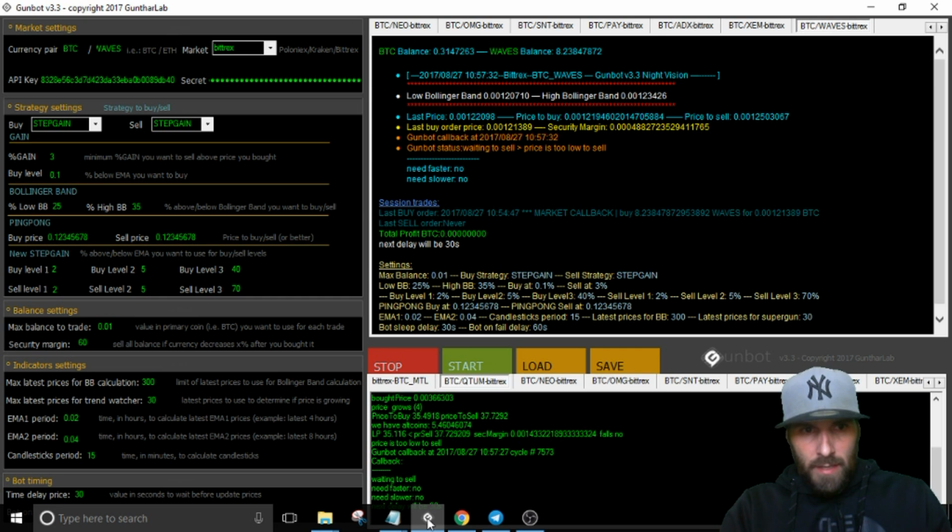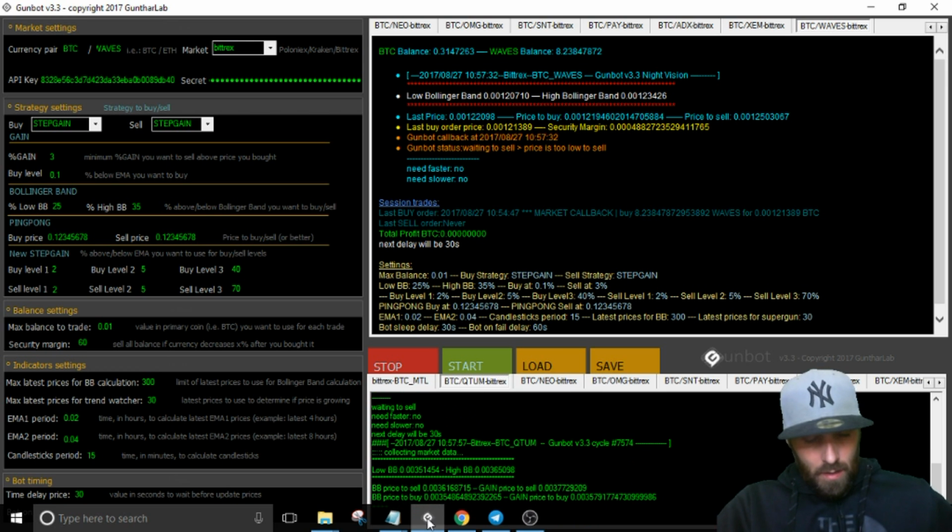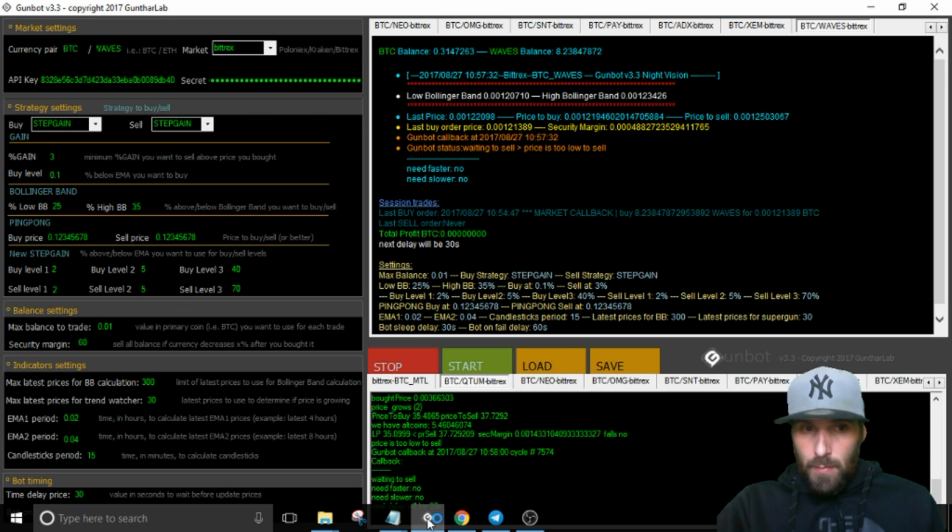So what I want to talk about today are the 4 different strategies on Gunbot 3.3.2, which is the graphical user interface version. I want to talk about all 4 of them and how they work and how you can use them. I know most people use Bollinger Band for buy and sell. There are a lot of people who make really good profits using Stepgain, and I'm actually going to start using Stepgain for some coins, and I'll explain why here in a second. But I'm going to go over the basics for you real quick.